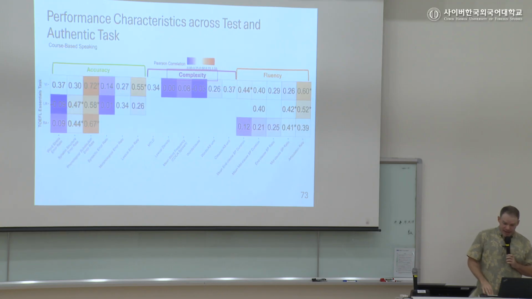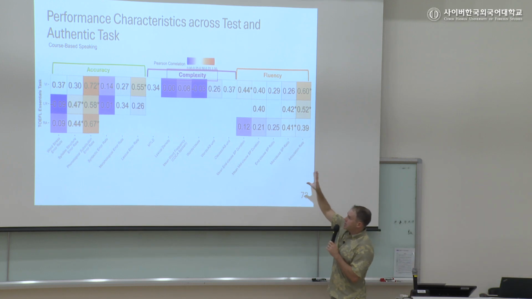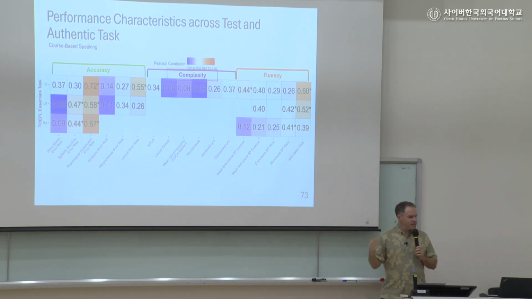For the authentic task, again, we don't see quite as many significant correlations. It's a smaller sample size. We are correcting for multiple comparisons. But the broad pattern seems to hold. There are some fluency features and some accuracy features that seem to be pretty consistent, even in these authentic course-based tasks, which I'll talk a little bit more about later.